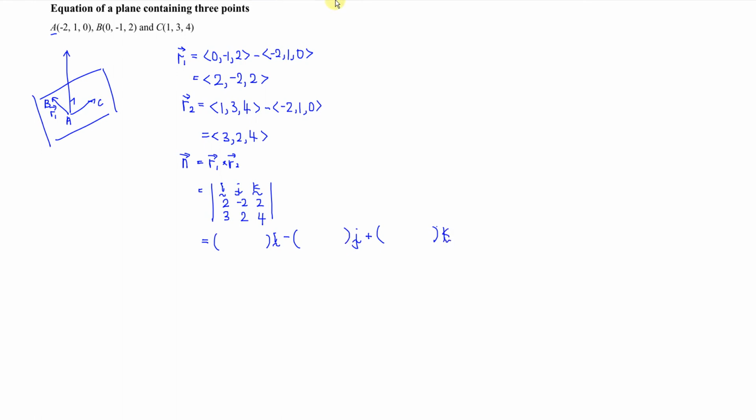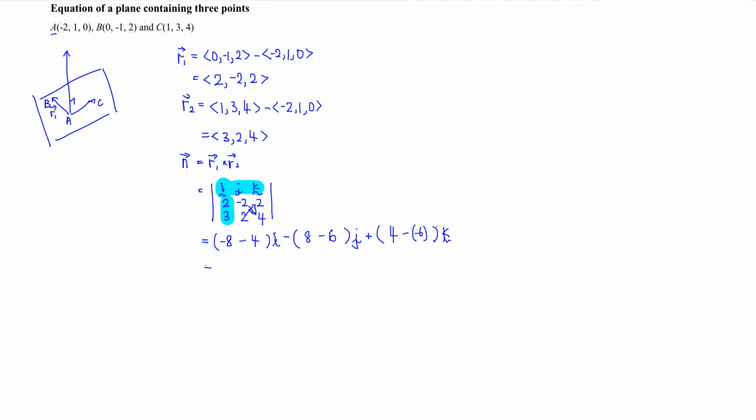So when we take the component I, meaning we will cover the row and the column, and we are left with only negative 2 times 4 to get negative 8, and we minus 2 times 2, which is 4. So we proceed in this manner for J and K. So we have 2 times 4, which is 8, minus 2 times 3, which is 6. Then for K, we have 2 times 2, which is 4, minus negative 2 times 3, which is negative 6.